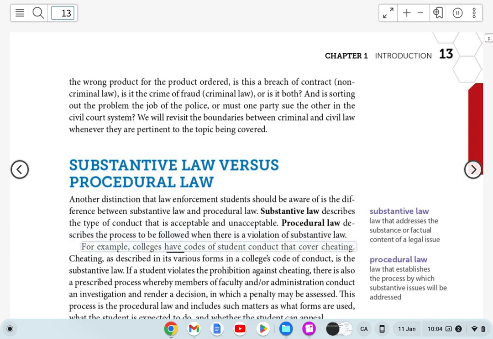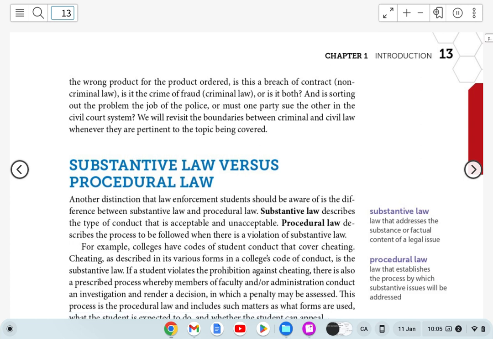For example, colleges have codes of student conduct that cover cheating. Cheating, as described in its various forms in a college's code of conduct, is the substantive law. If a student violates the prohibition against cheating, there is also a prescribed process whereby members of faculty and/or administration conduct an investigation and render a decision, in which a penalty may be assessed. This process is the procedural law and includes such matters as what forms are used, what the student is expected to do, and whether the student can appeal.